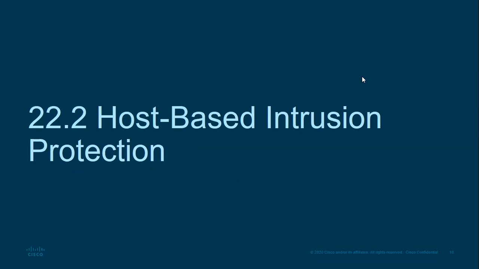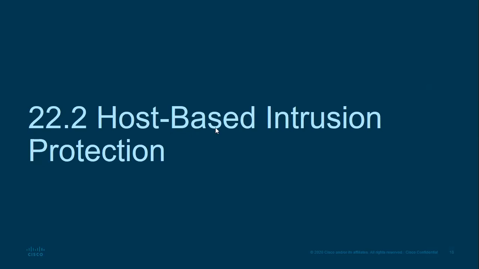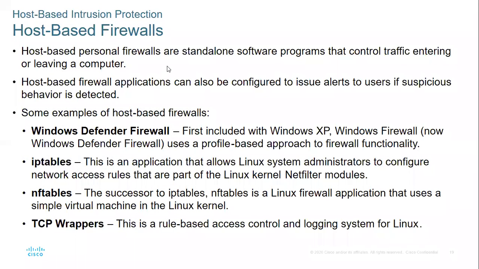Okay. Section 2 deals with host-based intrusion prevention systems. So apart from having a network-based intrusion prevention system, we also have a host-based intrusion prevention system. These have to be on the hosts, on each and every host. With firewalls, of course, we have network-based firewalls as well as host-based firewalls. These are examples of host-based firewalls.